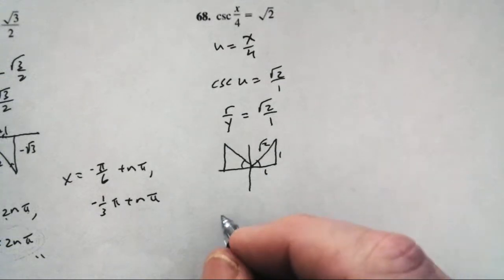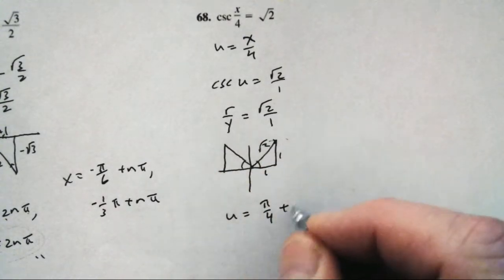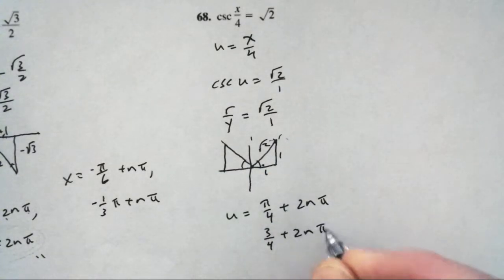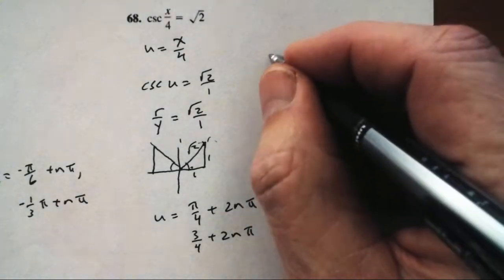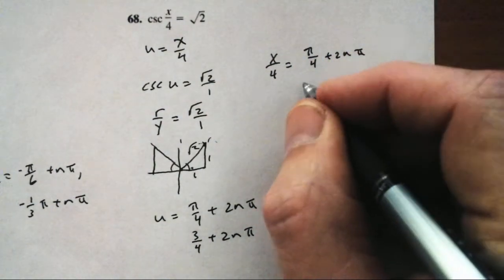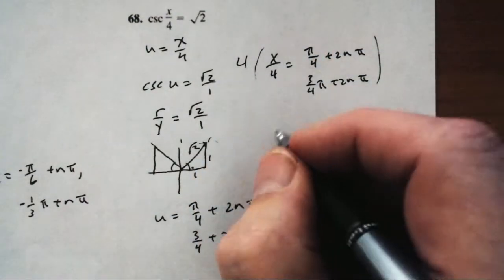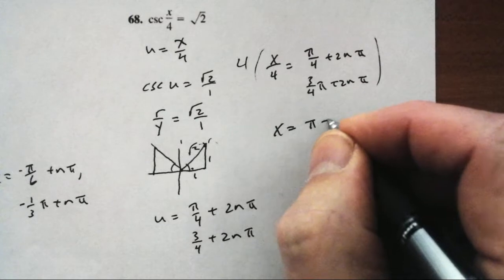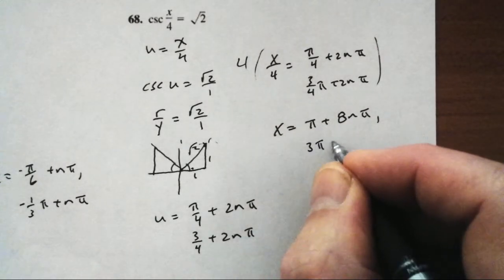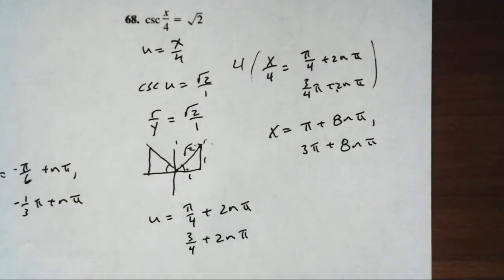And so we could say u is pi on 4 plus multiple revolutions, or 3/4 pi plus multiple revolutions. But that's what x on 4 is. x on 4 is pi on 4 plus 2n pi, and x on 4 is 3/4 pi plus 2n pi. Multiply both sides by 4, and I get x equals pi plus 8n pi, or 3 pi plus 8n pi. So, a little sneaky there.